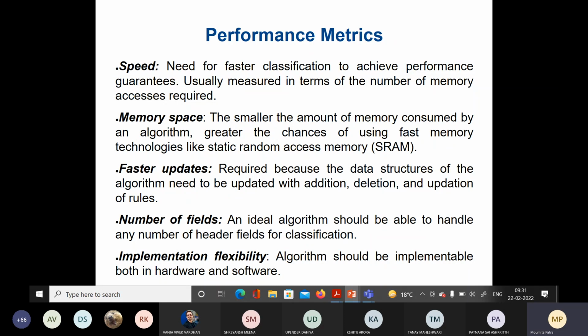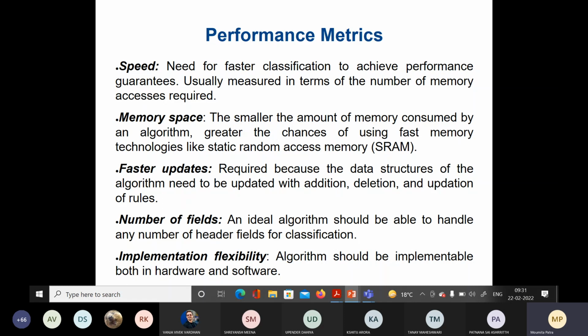Then of course, because we are looking for speed here, faster updates is also important. That means how fast an update can be made, because there can be changes in the topology. So we need to make updates as fast as possible. As can be seen in the third point here, it is required because the data structures of the algorithm need to be updated with addition, deletion, and updation of rules. For these actions, we might require faster updates.